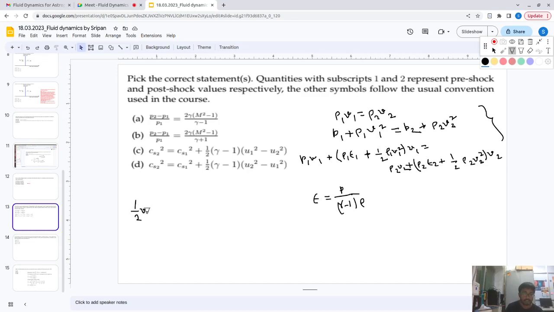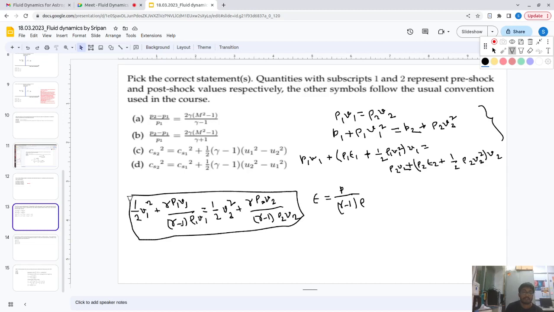You will be able to achieve this equation, which you know as the Rankine-Hugoniot condition: v1 square plus gamma p1 v1 by gamma minus 1, right? Rho 1 v1 equals half v2 square plus gamma p2 v2, right? Gamma minus 1 rho 2 and v2.